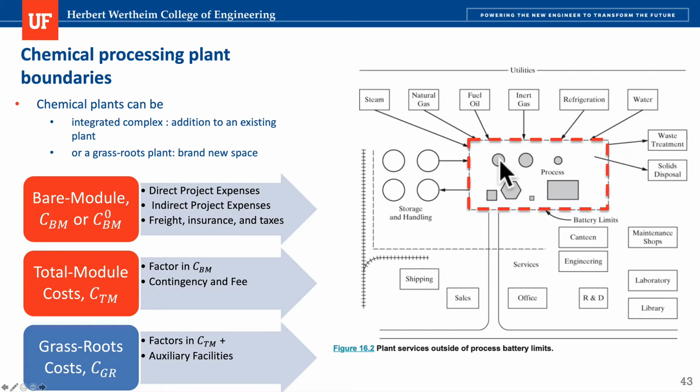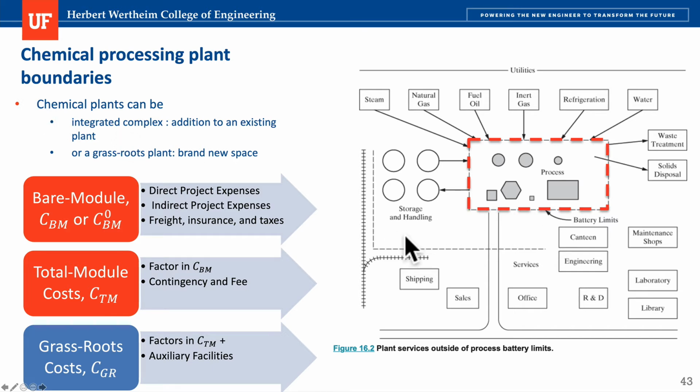Once you do that, you understand and calculate any deviation from base conditions for each equipment. Then you add it up, and multiply by a factor to calculate the total module cost. But notice that the total module cost is within the battery limits. It's just about the process. That factor, like I mentioned, is applied to the sum of all the bare module costs for each equipment at the right process conditions, and also includes contingency fees. If your design is part of an integrated complex, this is where you stop.